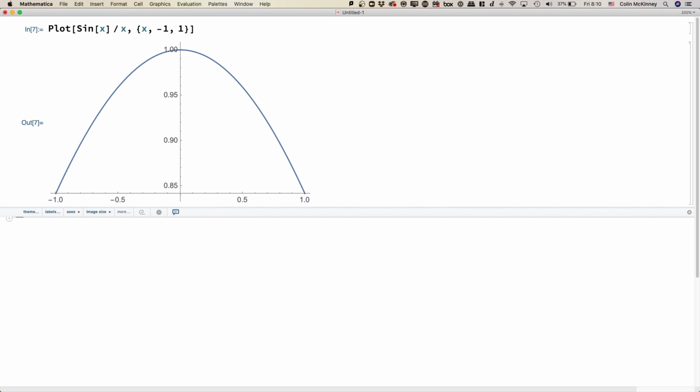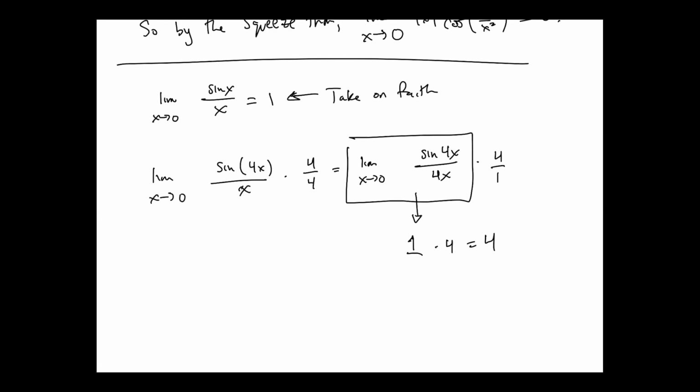But the limit is still 1, right? Because remember, the limit of the function and the value of the function have essentially nothing to do with each other. Okay, good. So let me go back to the Elgato.